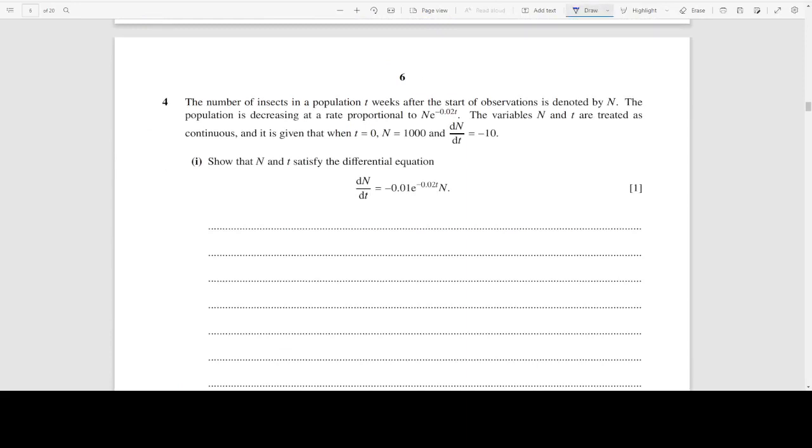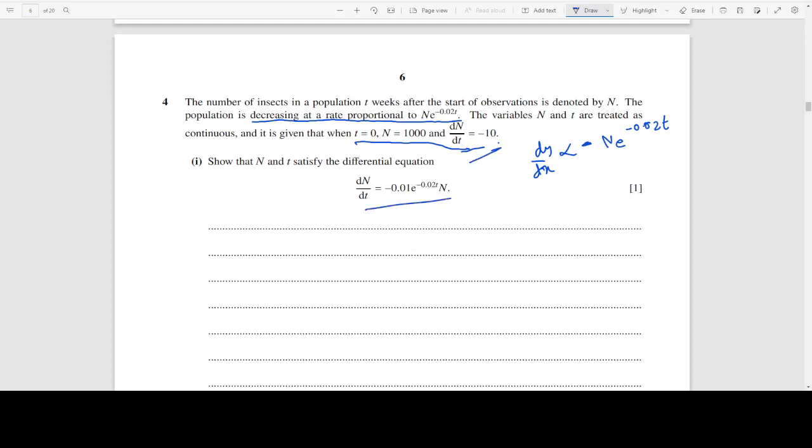Moving on to the next question. Now we have some differential equations. The number of infants in a population t weeks after the start of the option is denoted by n. The population is decreasing at a rate proportional to this, so dn/dt is proportional to negative n e raised to minus 0.02t. Variables n and t are treated as continuous, and it is given that when t equals 0, n equals 1000, and dn/dt is negative 10. So we just have to prove this.